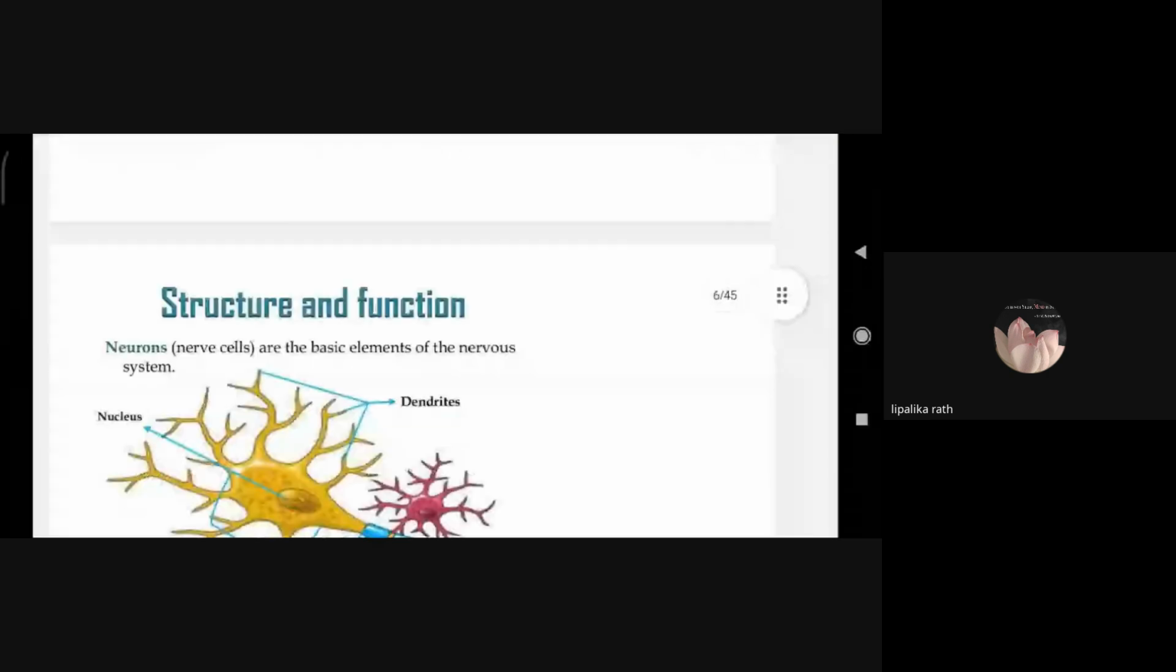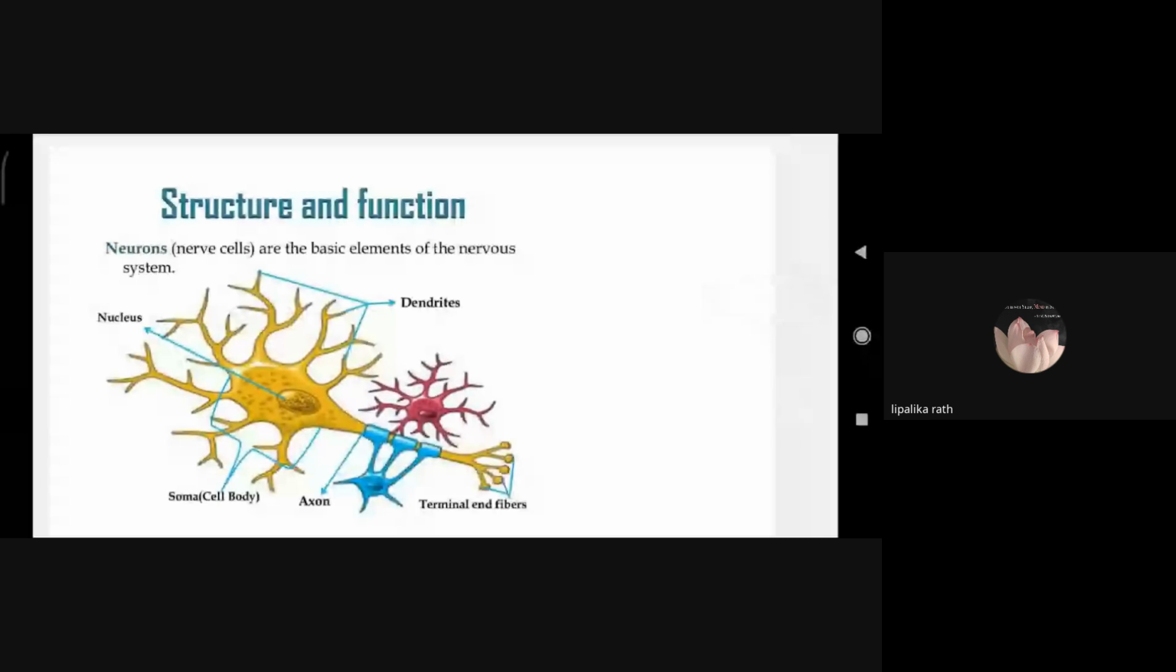Next is structure of neuron. This structure we have already learned while we were learning about the cell. Once again, just revise that neurons are the nerve cells, the basic elements of nervous system. Now, see here the structure of neuron.